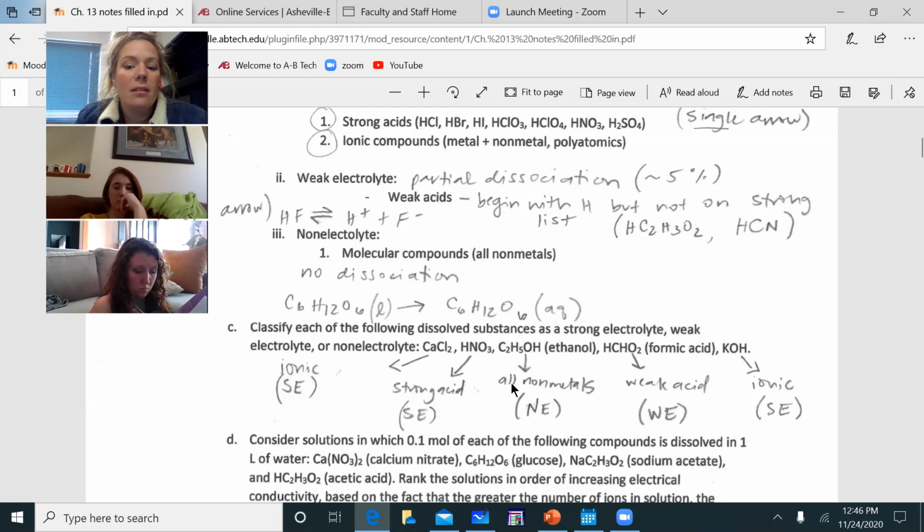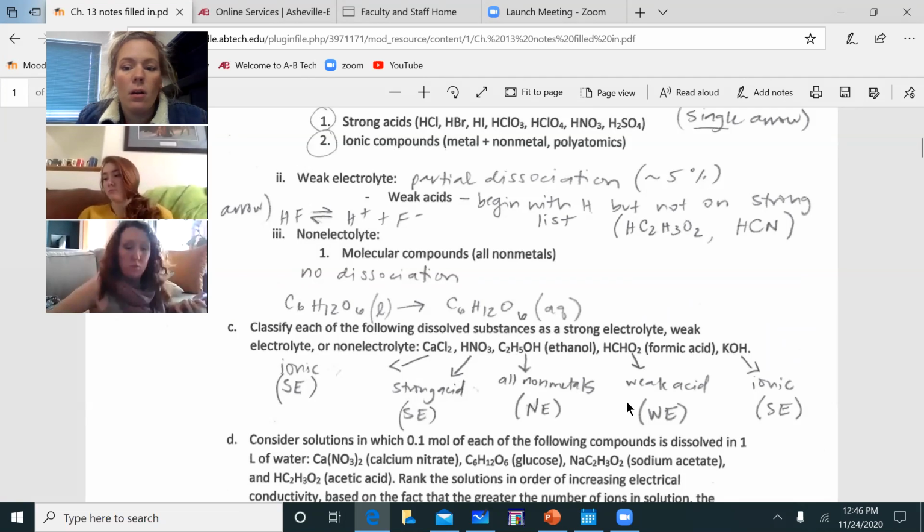Anything that contains non-metals like this, these are not going to break apart into ions, okay? In order to get some sort of ion or charged particle, you either need to be an acid or you need to be some sort of ionic compound. So anything that looks like this, where we've got a molecular compound, non-metal, non-metal, and non-metals, we're going to say that's a non-electrolyte solution. In those cases, we're just changing phases.